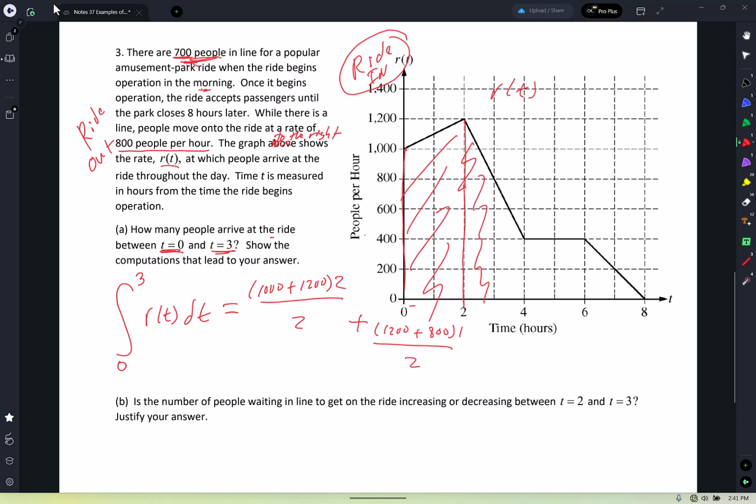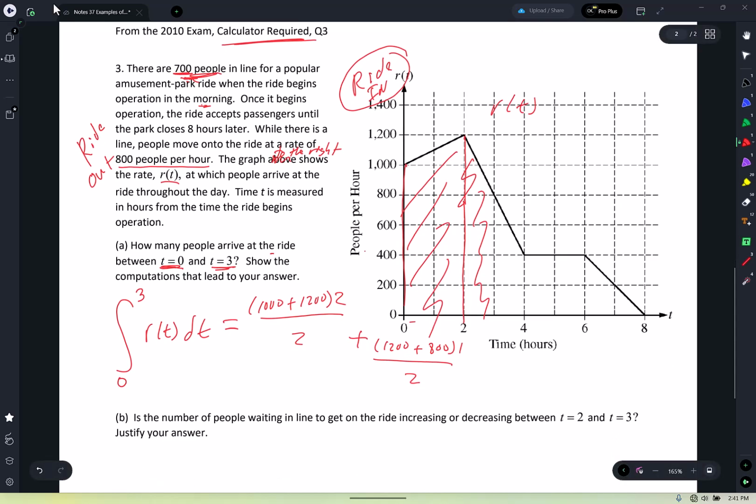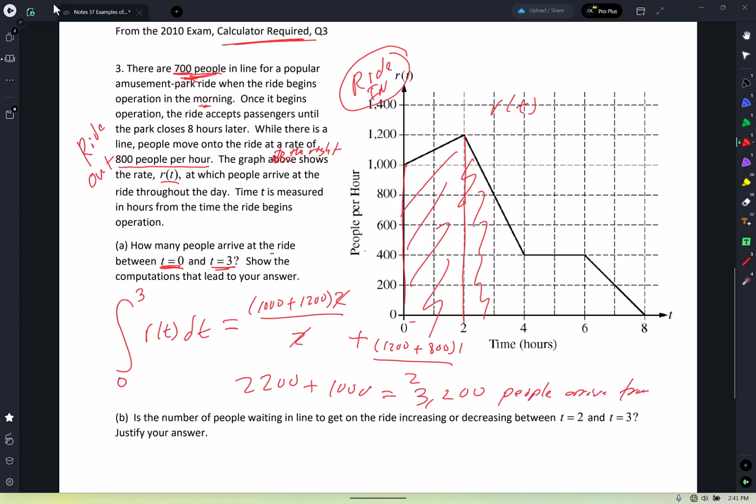Do you have a calculator? And on this one, you can use your calculator. So just use your calculator. I guess these twos right here will cancel out. Let's see. 2,200 plus 12 and 8 is 2,000 divided by 2, 1,000. Oh, that one's easy. You don't even need a calculator. 3,200 people arrive from t equals 0 to t equals 3.